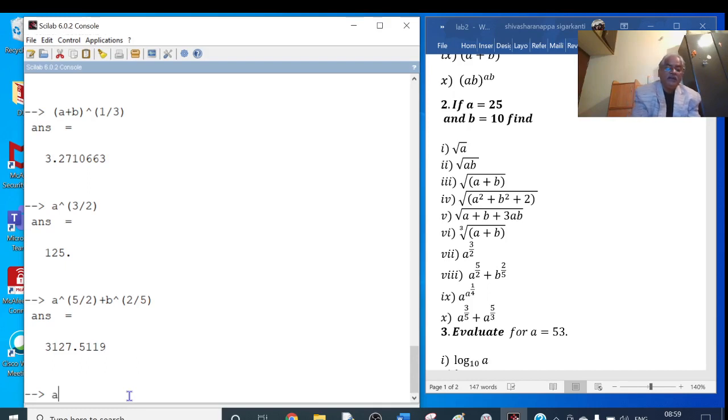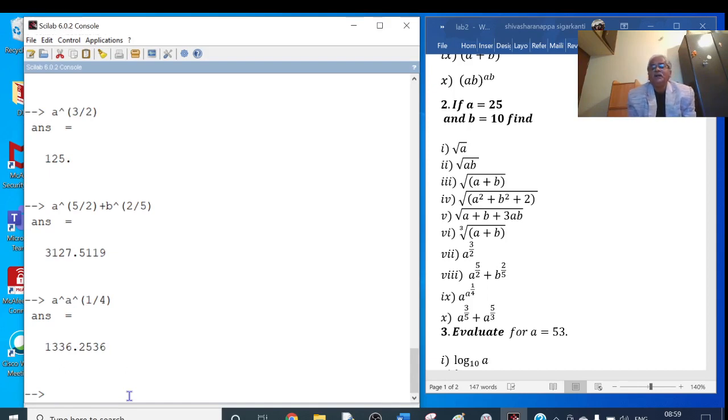Next, a to the power of 1 by 4. For this, a to the power of 1 by 4 is there. Therefore, I have to put a bracket for this 1 by 4. Open bracket, 1 by 4, bracket close. This gives a to the power of 1 by 4. Okay, so this is 1336 something.